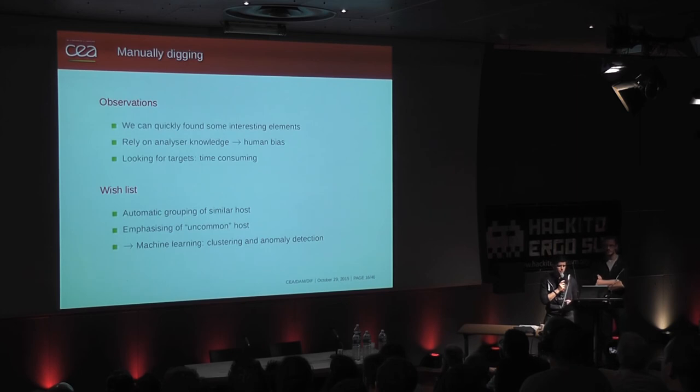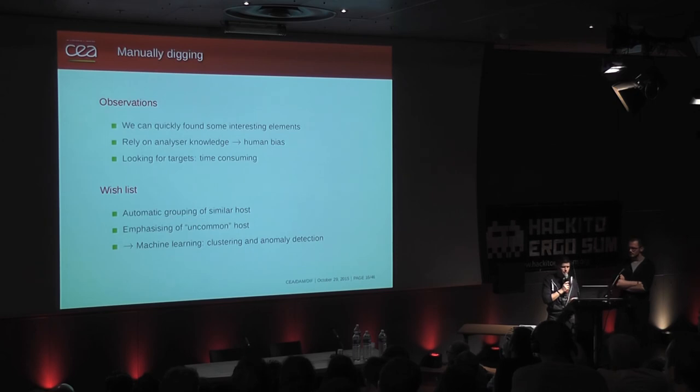What we want is maybe an automatic grouping of similar hosts. That is to say, if I look at a host which is a web server with common services and common products, I don't want to have to do the same for every web server that looks like it. So a first part can be to automatically group similar hosts, so we just have to look at each group. A second wish can be a way to highlight uncommon hosts, that is to say, products that are very different from each other. And machine learning, via clustering and anomaly detection, can answer that.